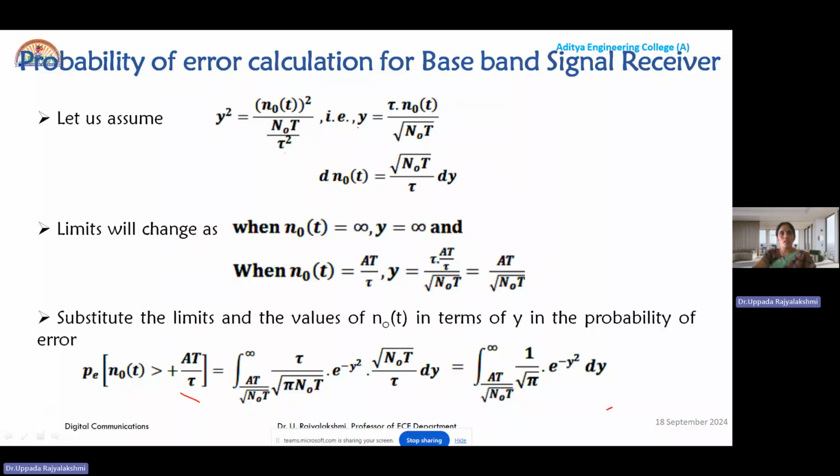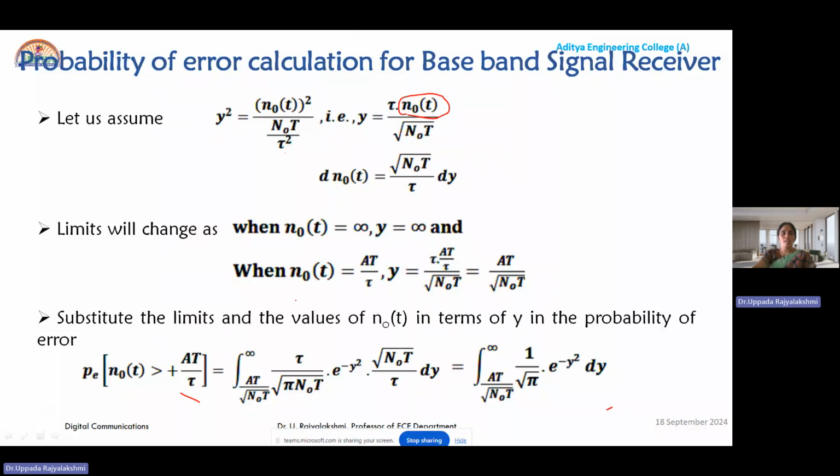So y will be tau into n naught of t by root capital N naught t, and d n naught of t. So we have to replace d n naught of t. That will be root capital N naught t by tau into dy. Similarly, when n naught of t is infinite, y will also be infinite. That is the upper limit.